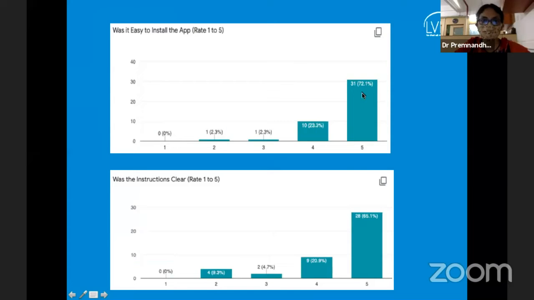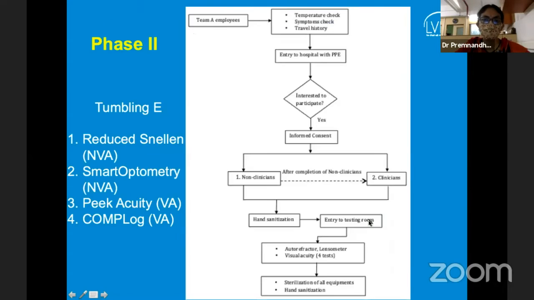So the majority of them said that it was definitely easy to install, and the instructions that came with the app were fairly clear to them. So this was encouraging that we could probably administer this test as a part of the teleconsultation. So the next phase of the study was to now validate the tools.